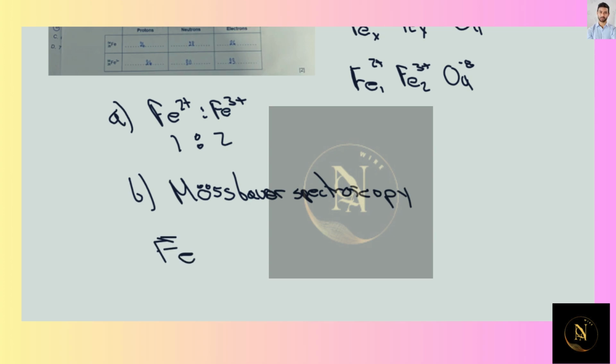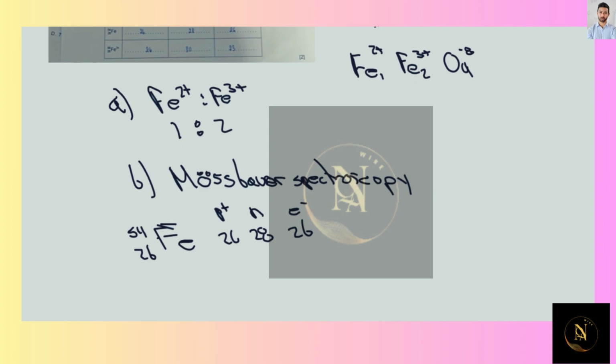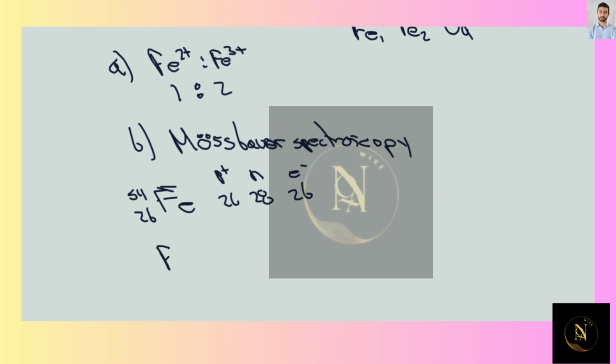Okay, we're going to have iron 54 with 26, so the number of protons, neutrons, and electrons that we're going to have in this case is going to be 26 electrons, and in the middle we're going to have 28 neutrons. And on the other hand, for iron 56 with a charge of 3 plus, the number of protons is going to still be 26, the neutrons are going to be 30, and the number of electrons should be 23 electrons.